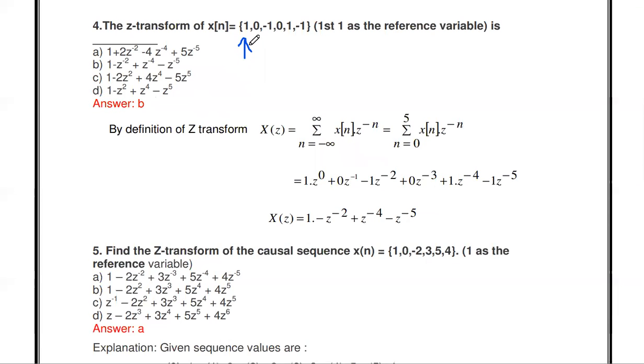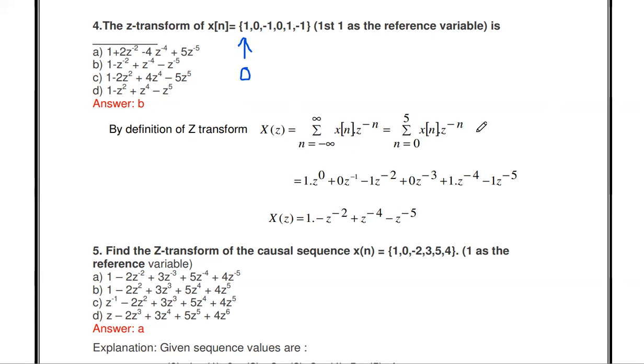What is the meaning of this arrow? This arrow indicates this is the value of x of n at n equal to 0, that is the origin value. The next 0 is x of 1, this is x of 2, this is x of 3, x of 4, x of 5. So the given x of n ranges from n equal to 0 to n equal to 5. So we have to find the Z transform.